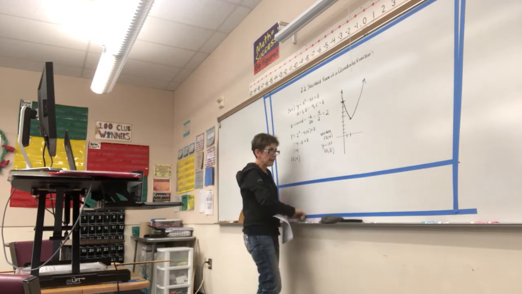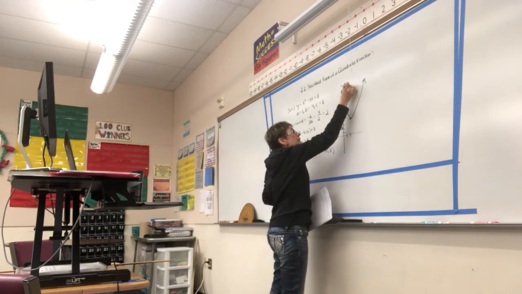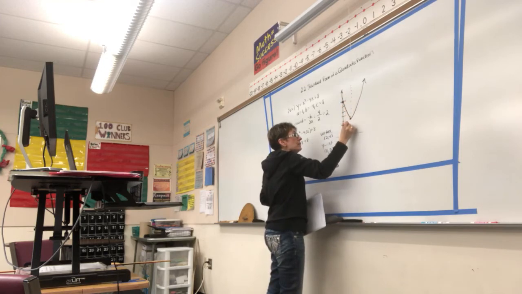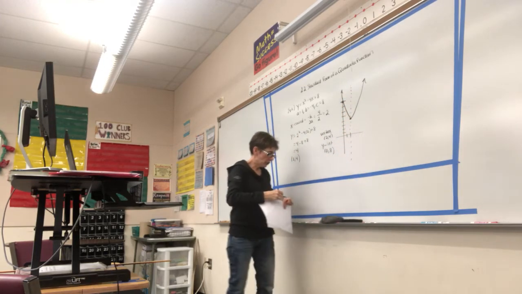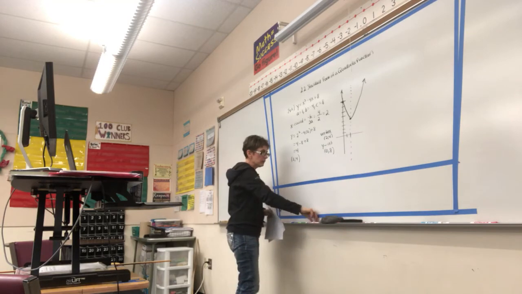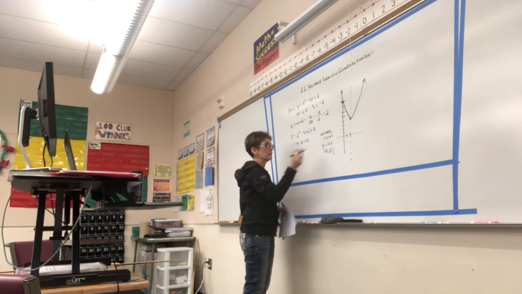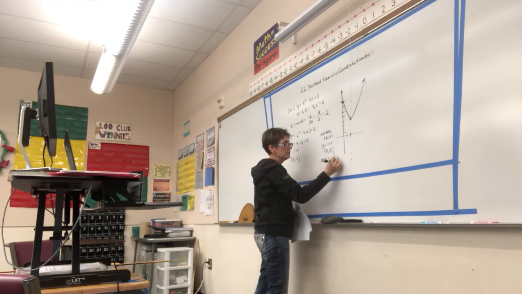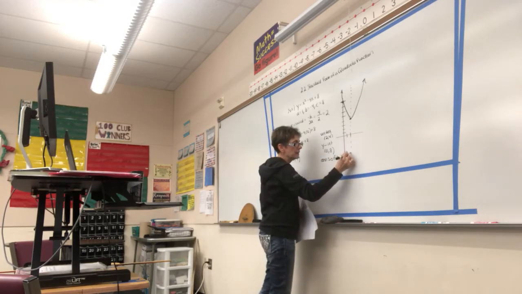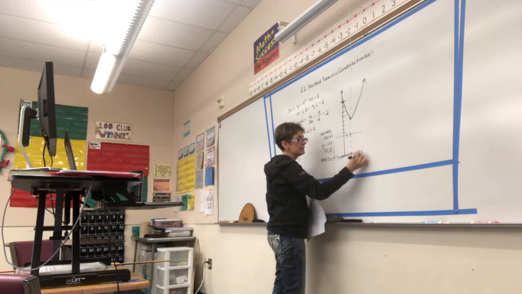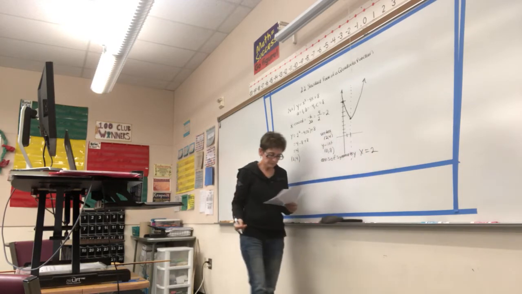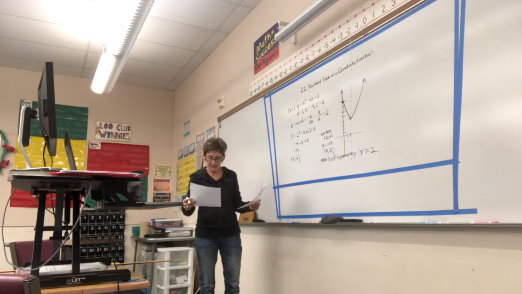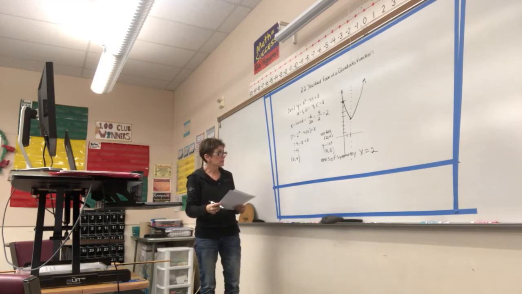Now remember, the axis of symmetry is the line that goes right down the middle of the parabola, and it's always in the form x equals whatever the x-coordinate of the vertex is. So our axis of symmetry, as we learned last time, is just x equals 2. That would be a complete answer to this question.